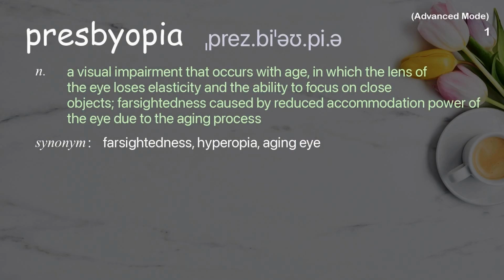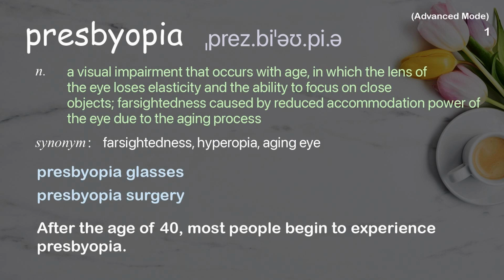Presbyopia. A visual impairment that occurs with age, in which the lens of the eye loses elasticity and the ability to focus on close objects. Farsightedness caused by reduced accommodation power of the eye due to the aging process. Examples: Presbyopia glasses. Presbyopia surgery. After the age of 40, most people begin to experience presbyopia.